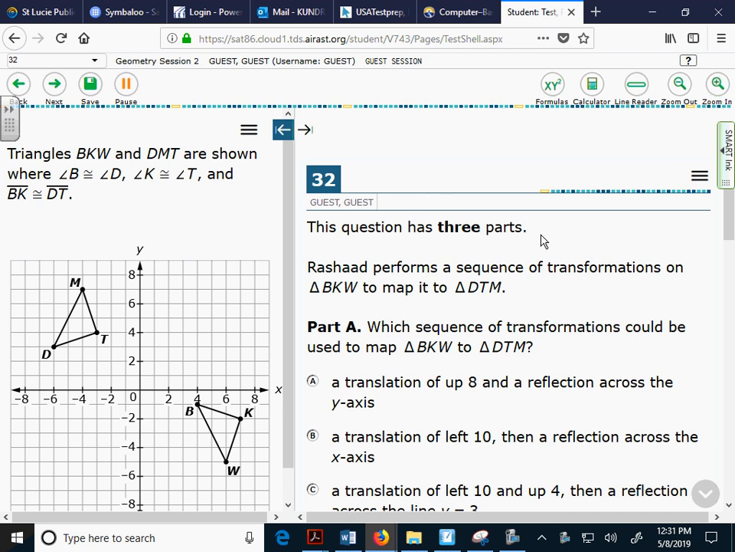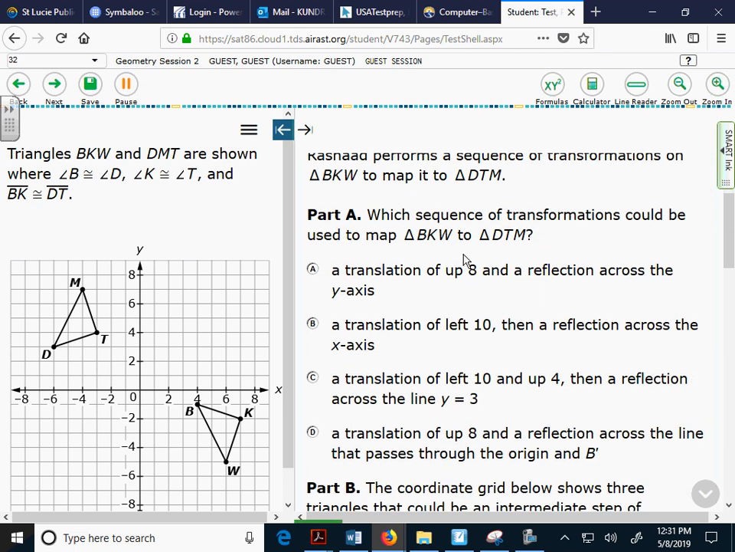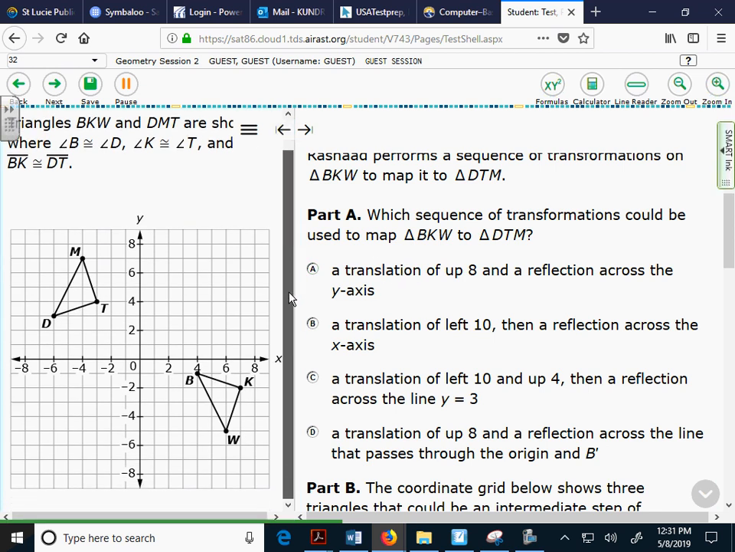This question has 3 parts. Rashad performs a sequence of transformations on triangle BKW to map it onto DTM. So we are going from here to here. That part is going to be important. It says which sequence of transformations could be used to map this guy to that guy. When you have a problem like this, you are literally just going to check these options.